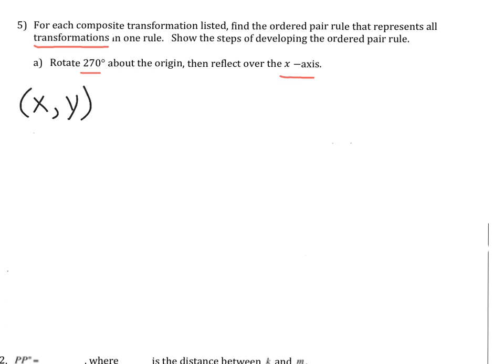So my rule for 270, we just wrote it down earlier, is going to be (y, negative x). So that's the first thing I'm going to apply to my point. So I'm doing the 270 rotation about the origin, and that's going to change my point to (y, negative x). So you have to remember that even though it's switched and that first coordinate says y, this is still the x in the front. This is still the y in the back.